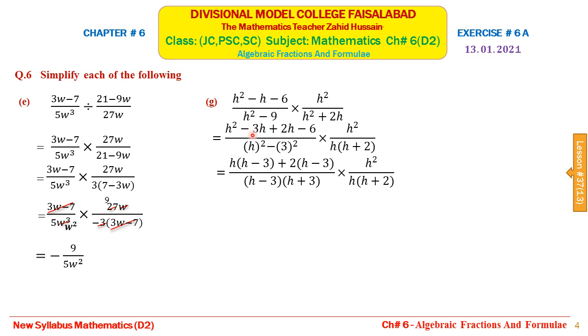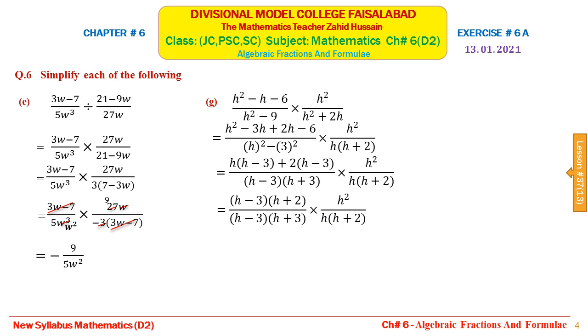Factoring the first two by grouping, the first two terms and last two terms of the numerator of the first fraction: h is common, h minus 3 plus 2 is common, and h minus 3. This a square minus b square can be written as h minus 3 into h plus 3 over h square over h plus 2. Now h minus 3 is common, and in the second bracket we will write h plus 2. h minus 3 into h plus 3 in the denominator, multiplied by h square over h into h plus 2.